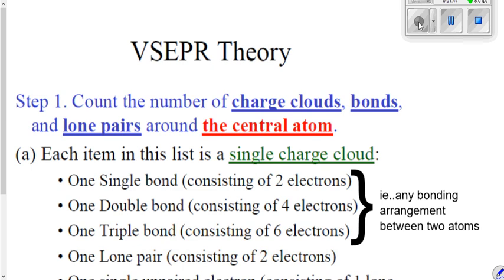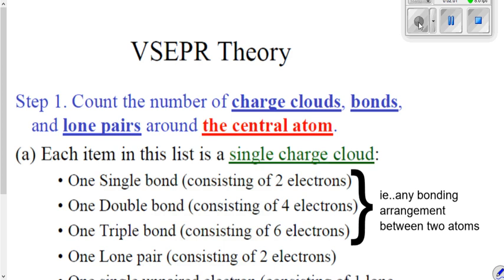Once we've drawn a covalent structure and found the central atom, we need to find out the amount of areas of negative energy that are around it. These areas could be in terms of charge clouds or bonds or lone pairs that surround the single atom.